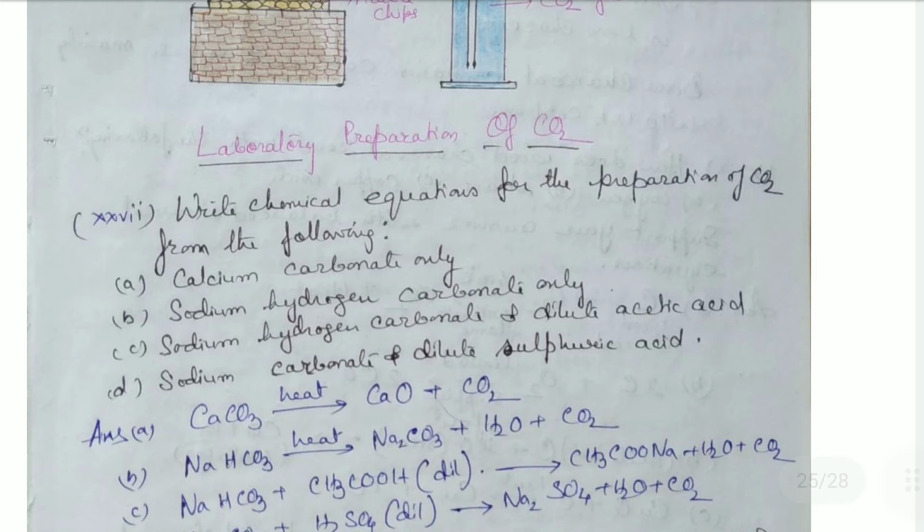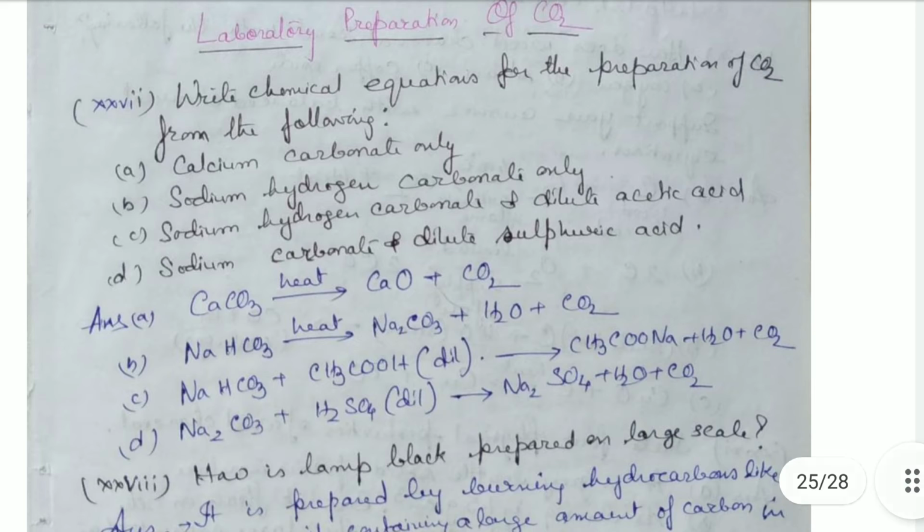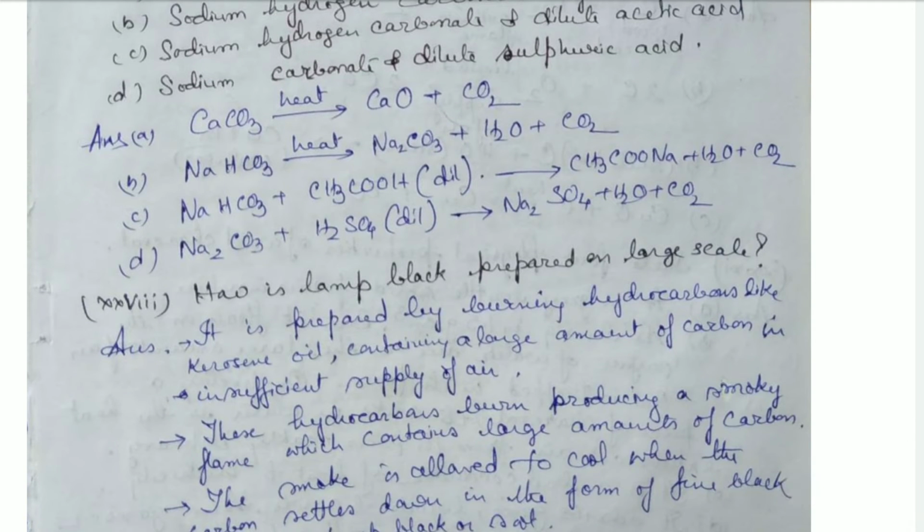Then write chemical equations for the preparation of carbon dioxide. When calcium carbonate is heated, calcium oxide and carbon dioxide are formed. When sodium hydrogen carbonate is heated, sodium carbonate, water and carbon dioxide are formed. When sodium hydrogen carbonate reacts with dilute acetic acid, we get sodium acetate, water and carbon dioxide. When sodium carbonate reacts with dilute sulfuric acid, it forms sodium sulfate, water and carbon dioxide. Please check the reactions.